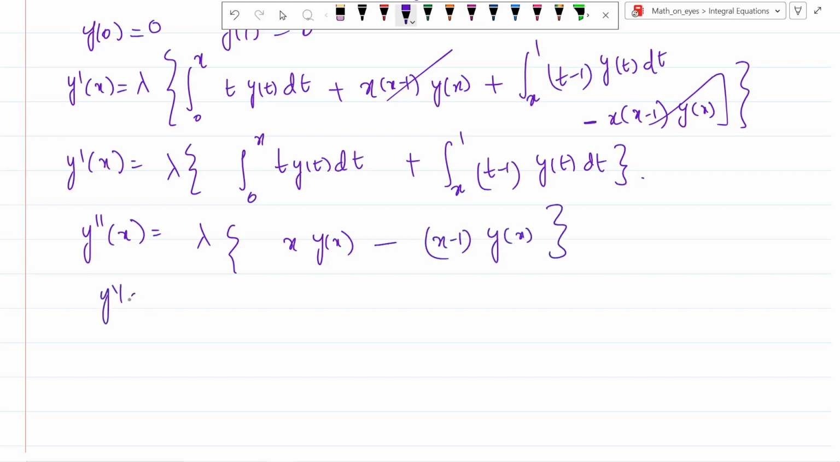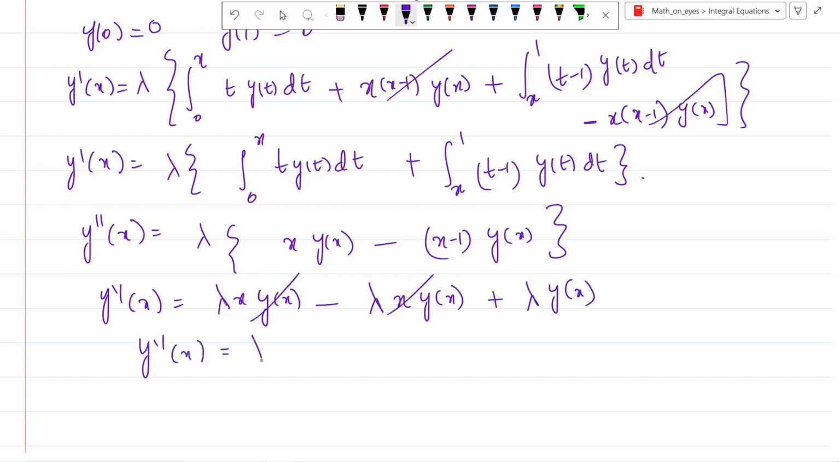So y double dash of x is equal to lambda x y of x minus, we'll have lambda x y of x, x y of x, and then plus lambda y of x. So these two terms cancel each other, or else you can keep this lambda outside itself, and x y of x minus x y of x cancels inside itself. y double dash of x is equal to lambda y of x. So we got the equation to be y double dash of x minus lambda into y of x is equal to 0.